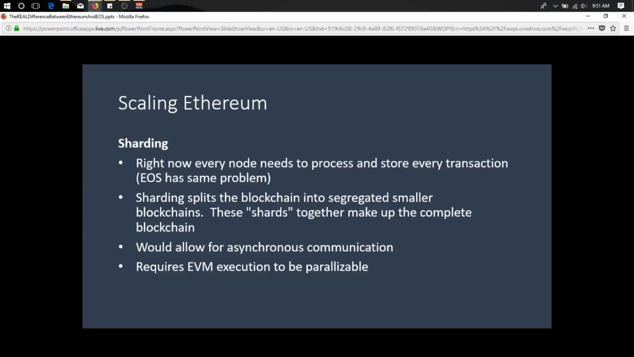Sharding splits the blockchain into a bunch of smaller nodes that only deal with a certain section of the blockchain instead of the whole thing. Each section is called a shard, and all the shards together make up the complete blockchain. Shards would be able to communicate asynchronously, i.e. not time-dependent, with each other. This requires EVM execution to be parallelizable.